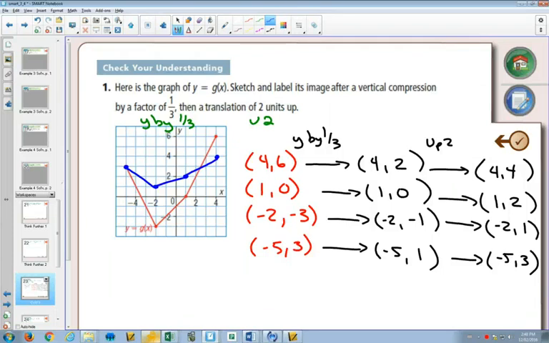Join them with a straight line. And ask yourself, does it look like it's been compressed vertically by 1/3 and then moved up 2? Yeah. So this is one with only vertical things. If we wanted to write an equation for this, vertical stuff happens outside of the function. So when we write this equation and label it, we're going to get y equals 1/3 on the outside of our function and the plus 2 on the outside of our function as well.